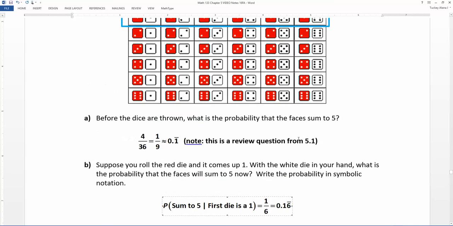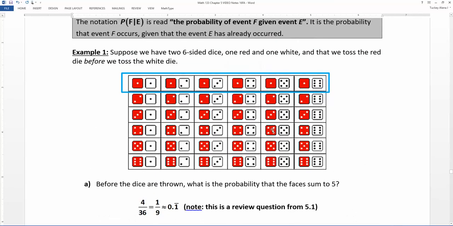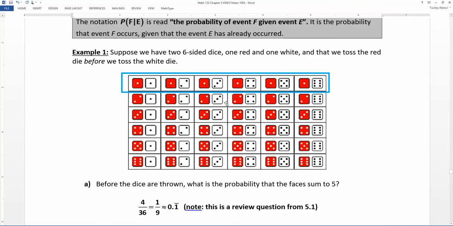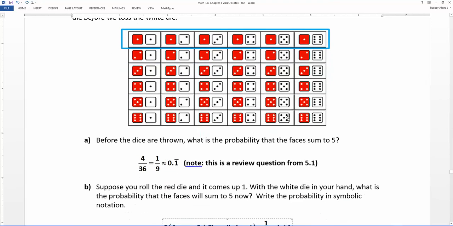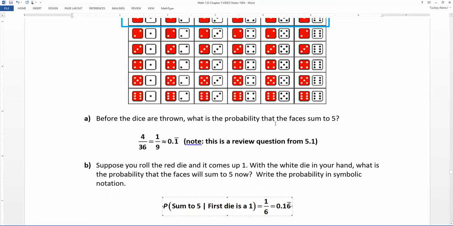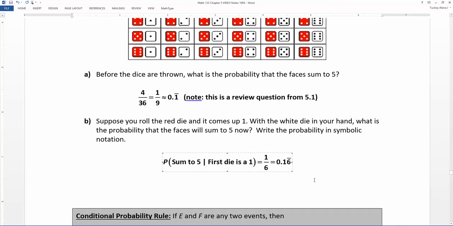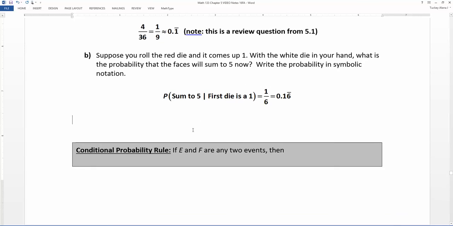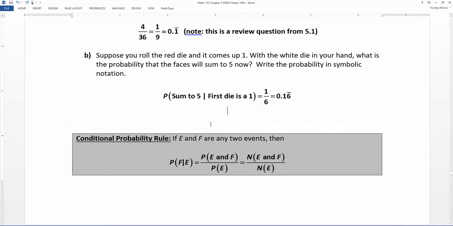Now notice these probabilities are significantly different. The probability that they just add up to 5 naturally, there's 4 out of 36. But the probability that they add to 5, given that you've already rolled a 1, is a very different proposition. All right, so now we just learned our first rule. It's the conditional probability rule.